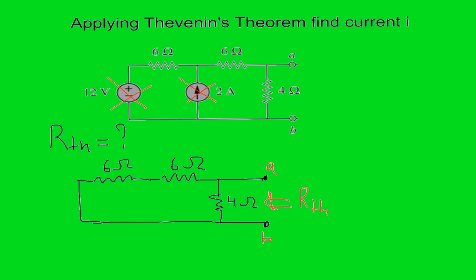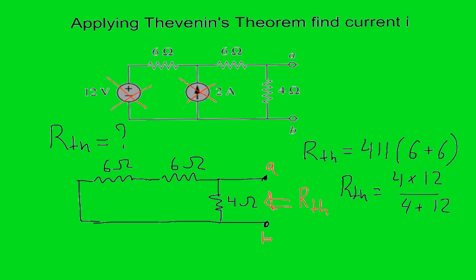So this is the circuit, and what would be the equivalent resistance RTH in this case? We can see that the 4 ohm resistor is connected in parallel to the 6 ohm resistors. So 4 is in parallel to what? To 6 plus 6, because these two resistors are in series. So 4 in parallel to 6 plus 6, and RTH will be 4 times 12 over 4 plus 12, which is equal to 3.